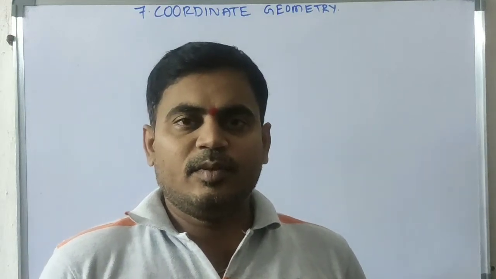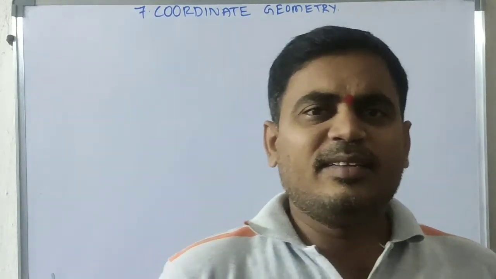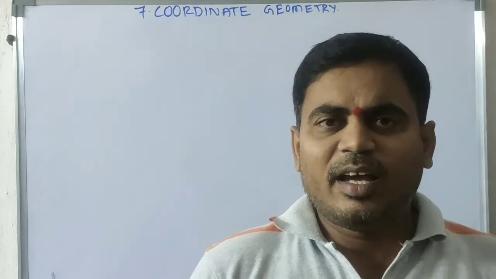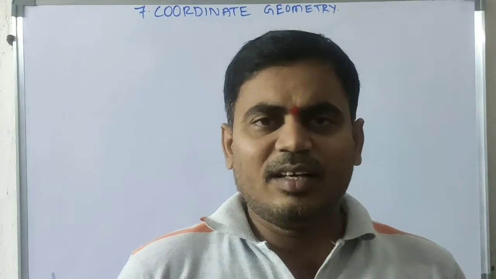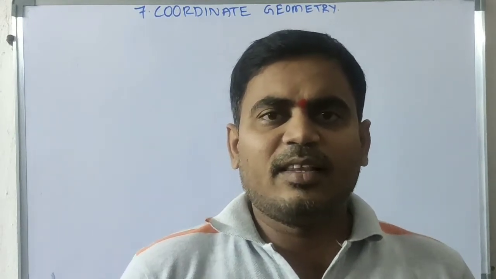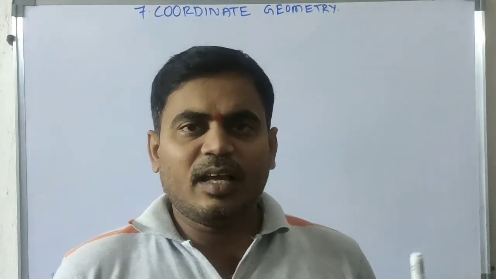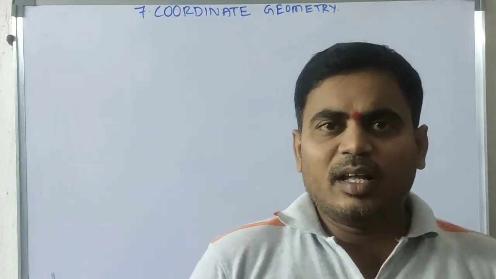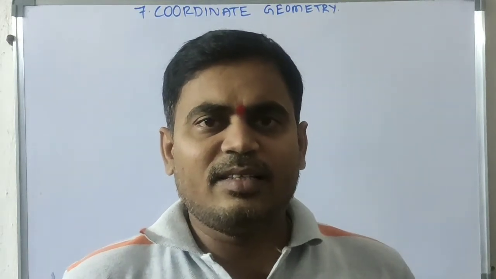Coordinate geometry. The geometry which we are discussing upon the coordinates is called coordinate geometry. Actually, what is geometry? Geometry is a word involving two words, geo and metron. Geo means earth, metron means measurement. We are measuring, we are discussing about earth, so it is called geometry. In coordinate geometry, it is already in 9th class somewhat.